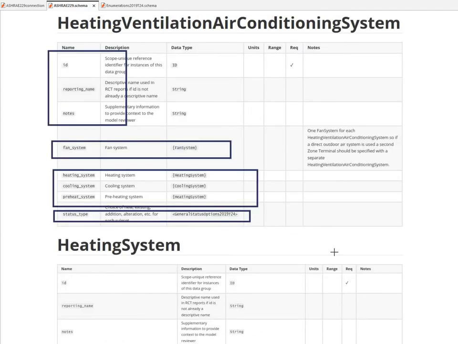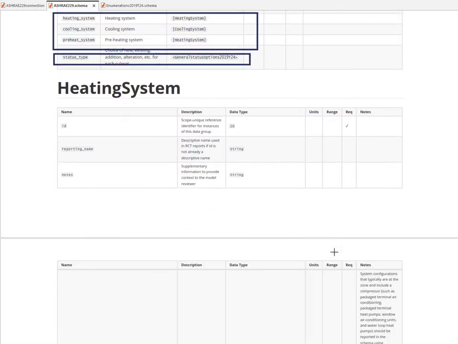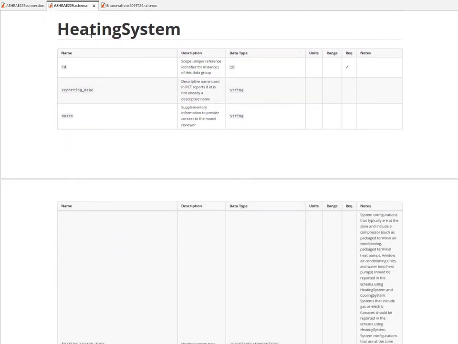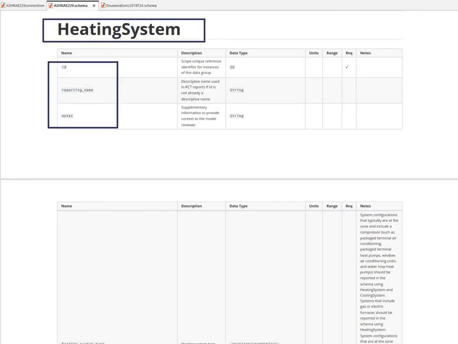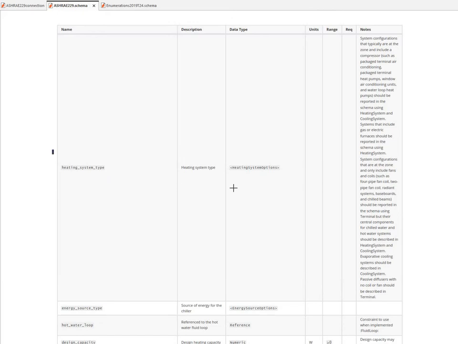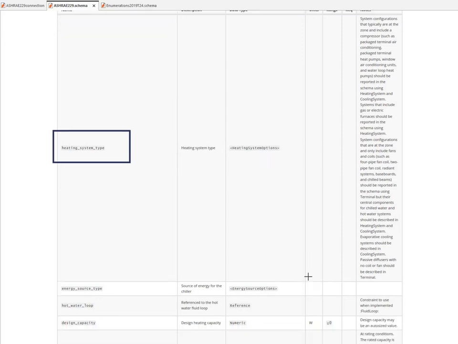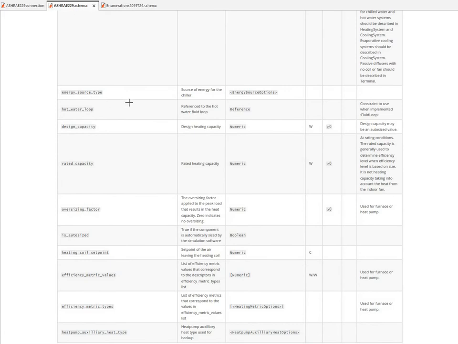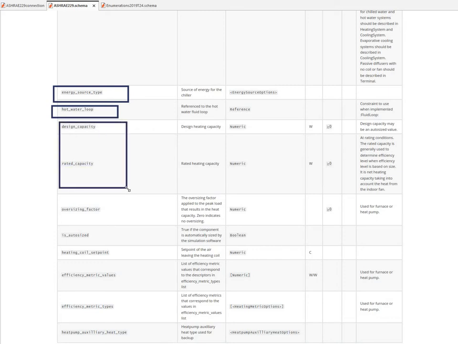All right, so let's move on to heating system. Once again, heating system has an ID and reporting name and notes, just like every other data group. There's a heating system type, and that's an enumeration. I'll go over that in a minute, and I'll also read this note to you after I've gone over the overview of this. There's an energy source type, which we've talked about before. It's an enumeration. It references a hot water loop. And that makes sense for a heating system. It has a design and rated capacity.